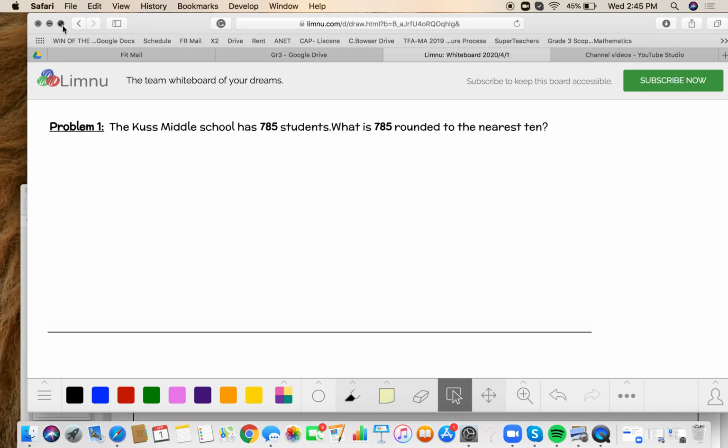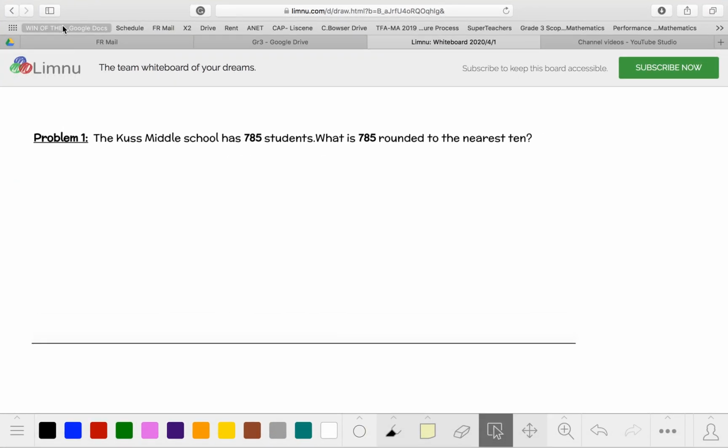For April 6th math work today. So this is in your packet. It's also online. Problem 1 says, the Cuss Middle School has 785 students. What is 785 rounded to the nearest 10? So I'm going to underline that because that's kind of interesting. It says, what is 785 rounded to the nearest 10?